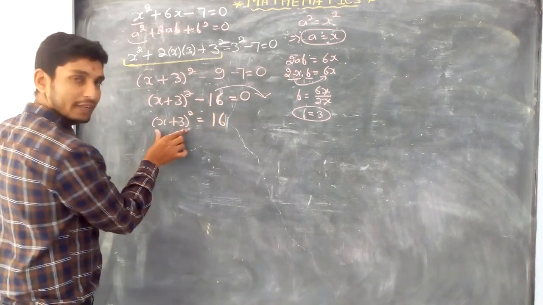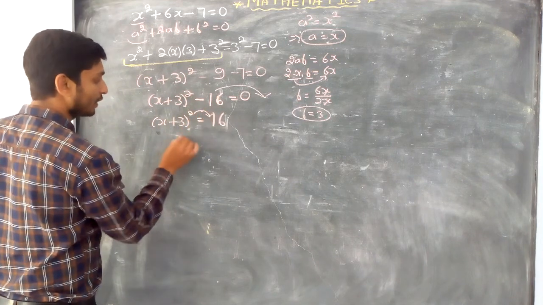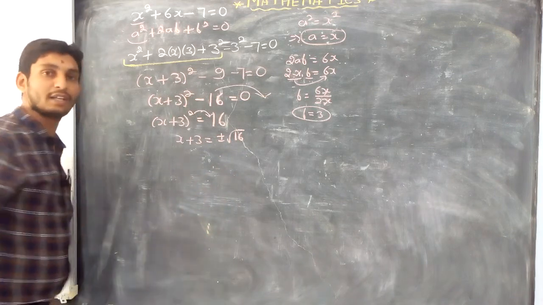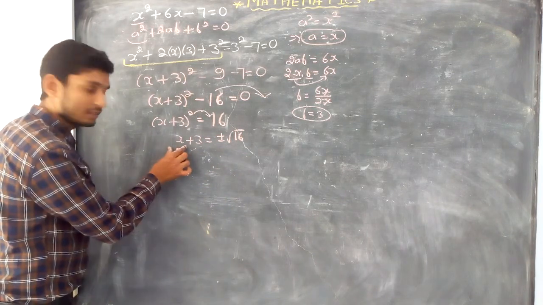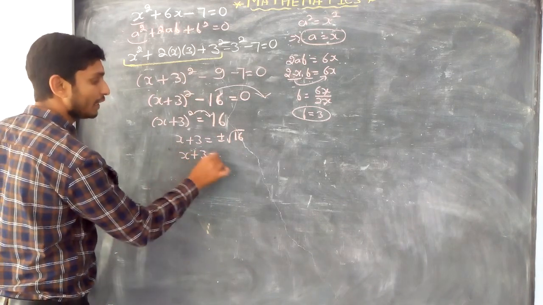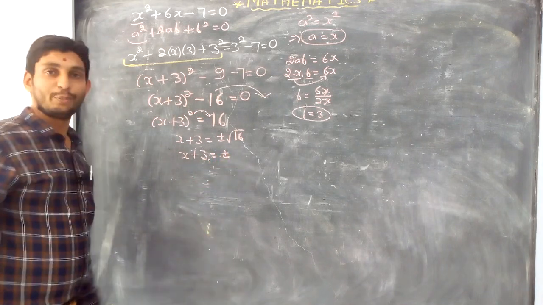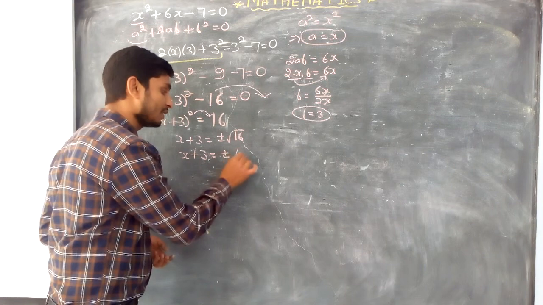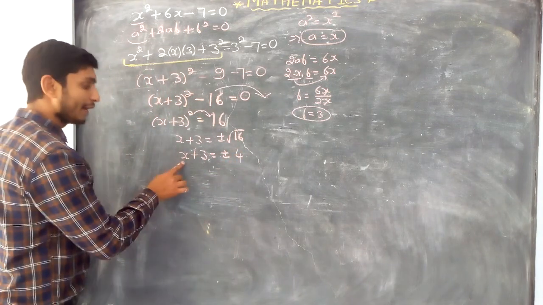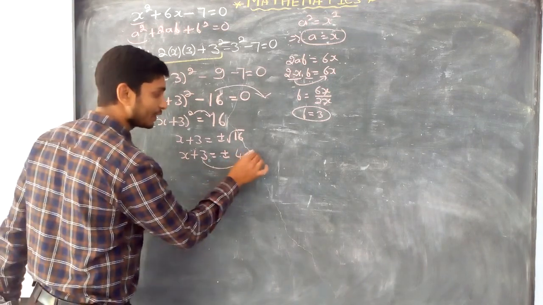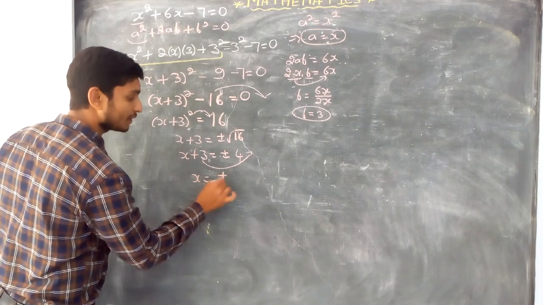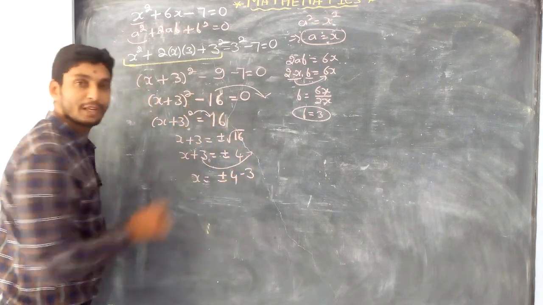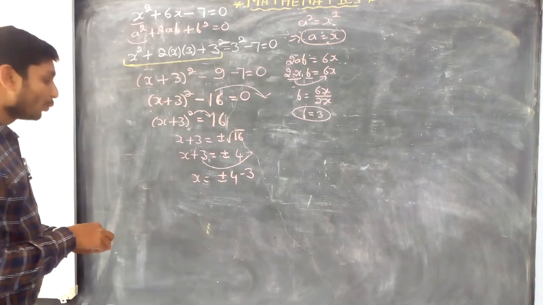Yes, you need the answer of x. Transfer the power to this side. That is x plus 3 equals plus or minus root 16. Is it right? Yes. You need the answer of x. Simplifying this, x plus 3 equals plus or minus, because we know the answer of root 16. What is the answer of root 16? Yes, it is 4. Now you have to find the value of x. Transfer 3 to that side. That is x is equal to plus or minus 4, and plus 3 moved to the right side becomes minus 3.